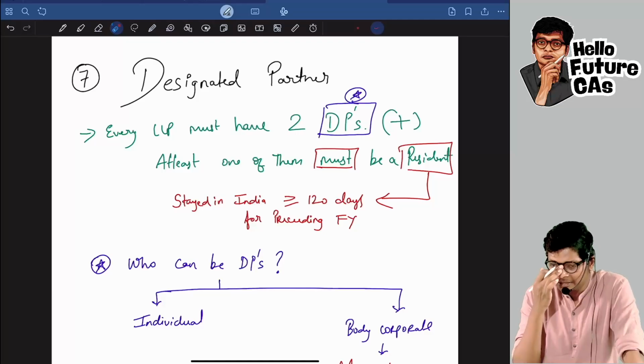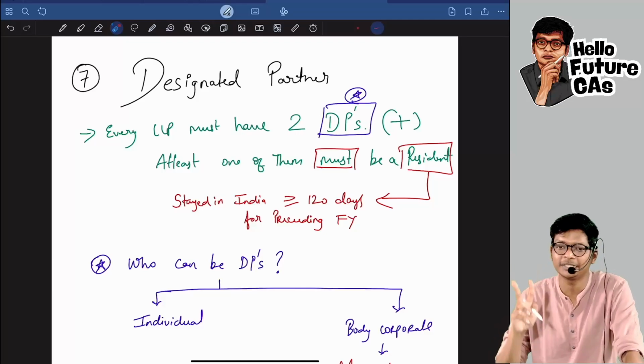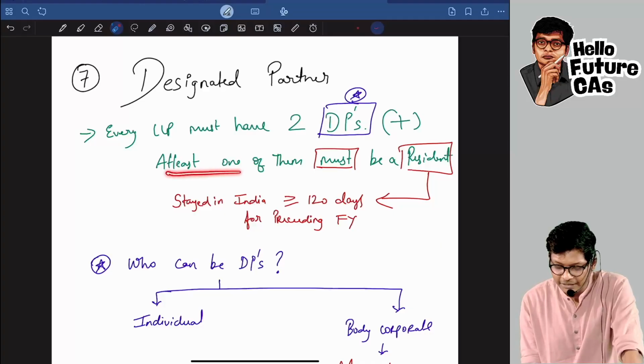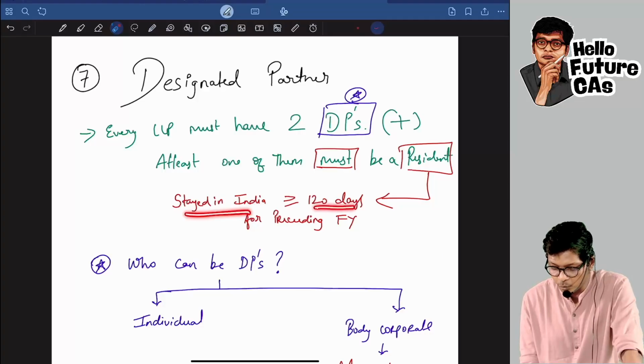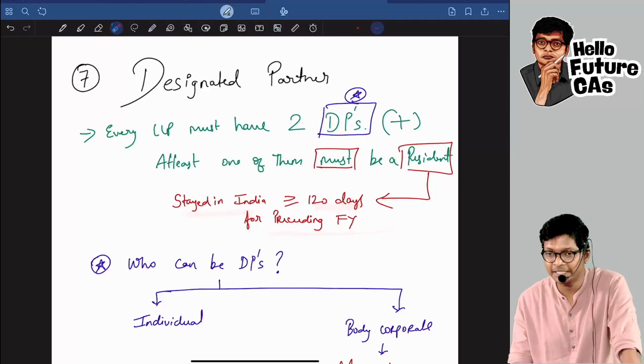The act itself is drafted in such a way to have two DPs. And at least one of them must be a resident in India who stayed in India for 120 days or more in the preceding financial year.